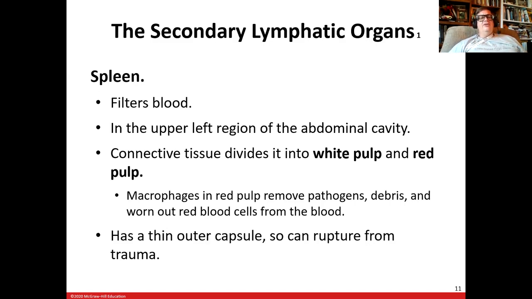And the spleen, like I said, is a spot where you do a lot of filtering of the circulatory system. Red blood cells get removed there when they get old and stiff and have trouble moving through capillaries. They get caught in the spleen, and macrophages will eat the old, worn out red blood cells, so you make new ones. Anyway, a spleen has a thin outer capsule. You don't want it to rupture. It can rupture from trauma. You'll bleed a lot if you do, because it's a filter and you run all the blood through there.